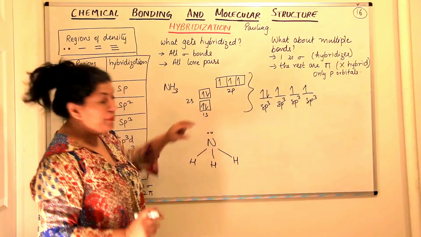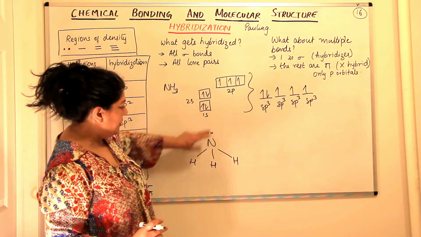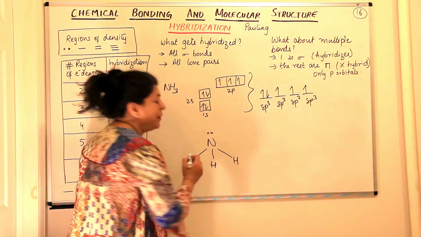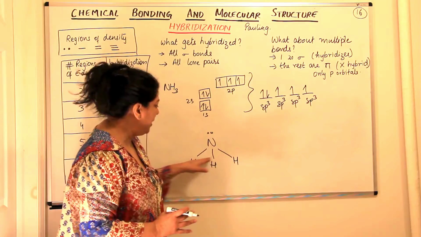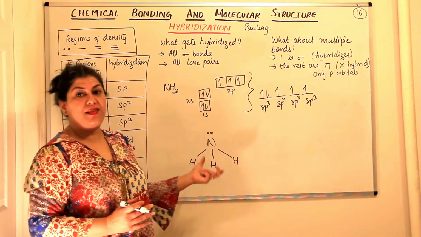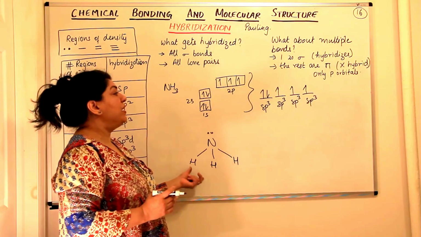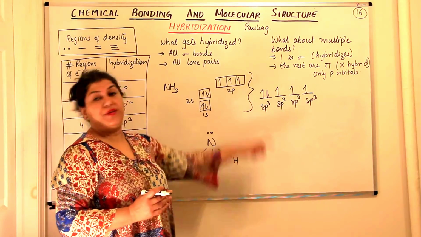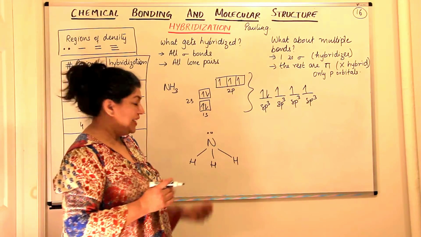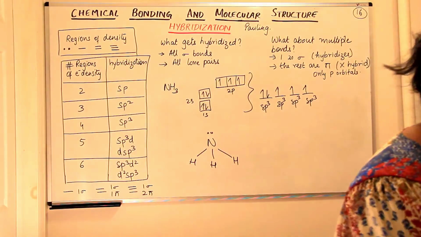But since the lone pair does not appear in the structure, it would appear to be a trigonal pyramid to us. Trigonal, it has 3 corners, and a pyramid. That's the shape that it will appear to us. So ammonia is a trigonal pyramidal molecule, and the hybridization of nitrogen here is sp3. Interesting, isn't it? So let's take another example now.